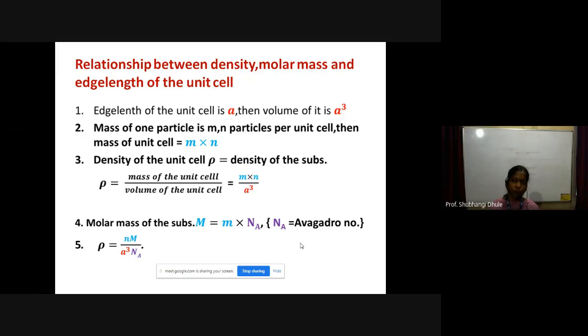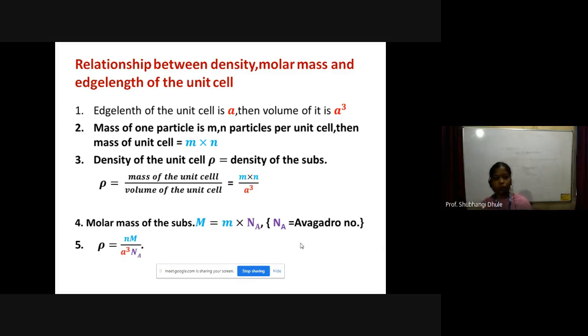So why does it become m into n? Because as a whole, the unit cell has its identity because of the particles which are present inside it. That's why we are counting how many particles are present inside the unit cell. So the mass of the unit cell is nothing but the mass of the particles present in it. How many particles are present in it is called n, and the mass of each particle is taken as m. So we are talking here about the metal crystal actually.